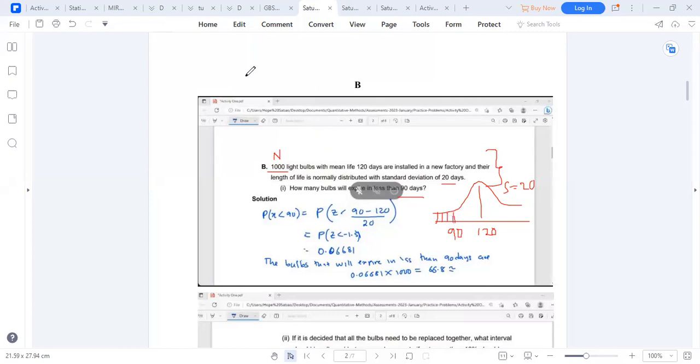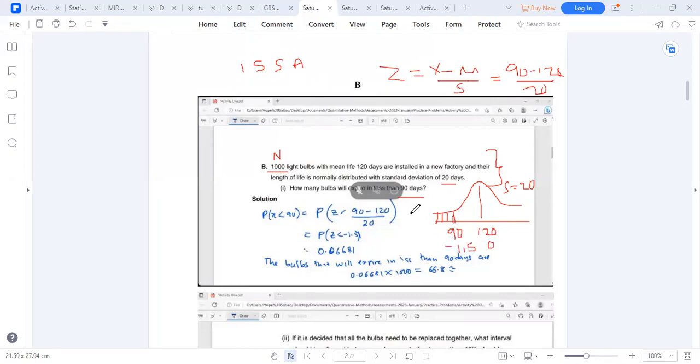So using ISA, step 1, illustrate. Step 2, shade. Step 3, standardize and apply. We need to standardize this 90, and the formula for standardization is given by X minus mu over standard deviation. So 90 minus 120 divided by 20. This will give us a negative. When we divide this, we get negative 1.5.